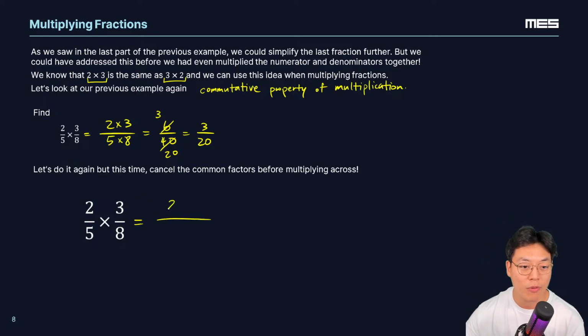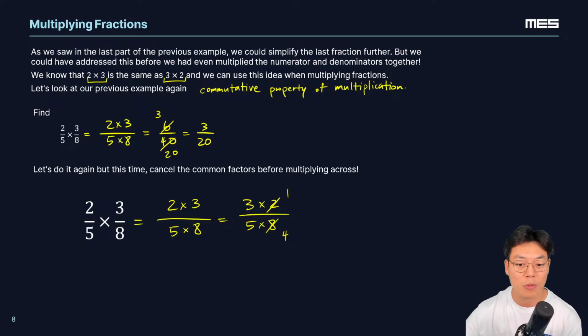All right, I'm going to rewrite this once again. But this time, I'm going to rewrite 2 times 3 as 3 times 2. And now, 3 and 5 have nothing in common, but 2 and 8 for sure have a common factor of 2. All good, Max. We have 2 and 8 are both divisible by 2. 2 divided by 2 is 1. 8 divided by 2 is 4. And now we can multiply across.